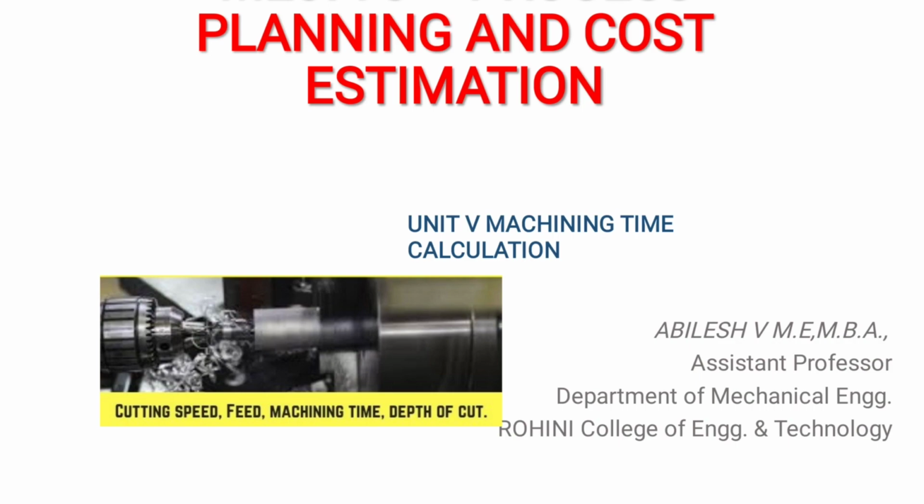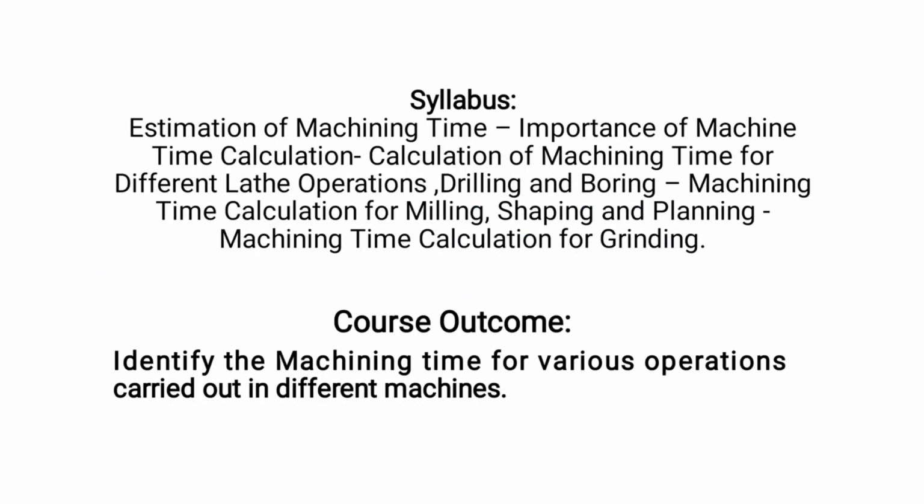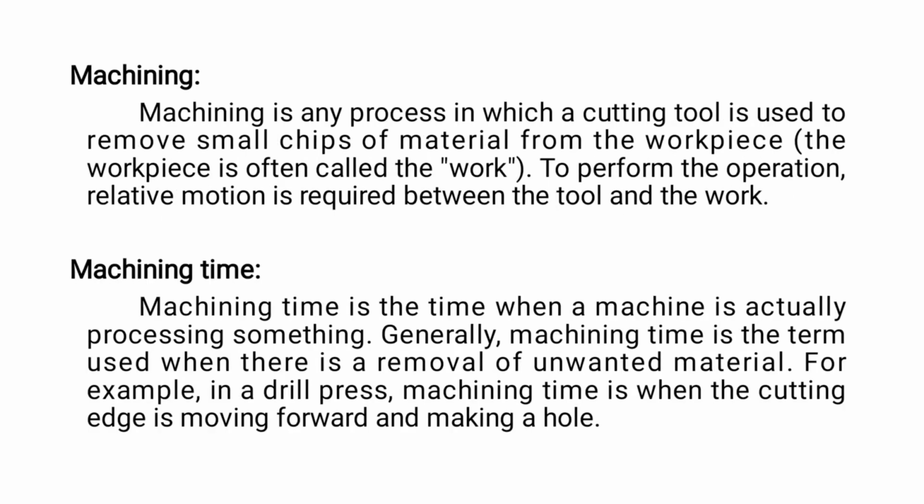In this session, we are going to see a topic, machine time calculation, in the subject process planning and cost estimation. The course outcome of the topic is to identify the machining time for various operations carried out in different machines. The machine time calculation is used to estimate the total cost of any product involving machining operations.